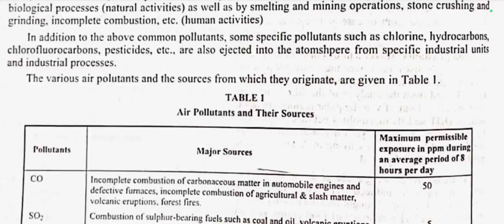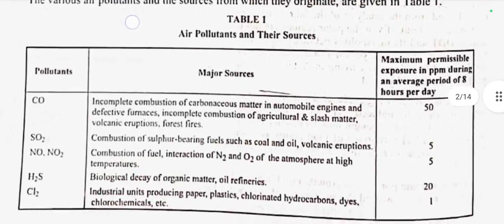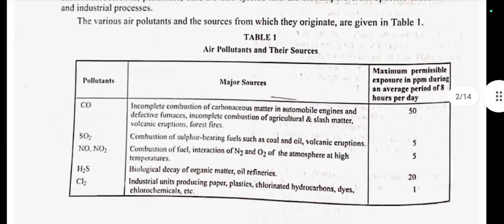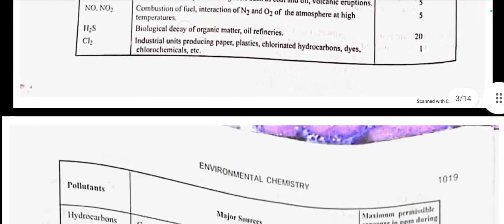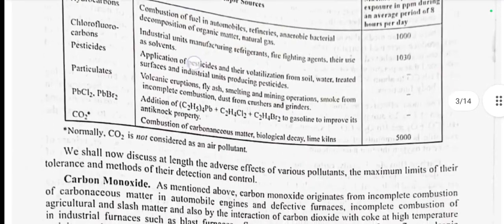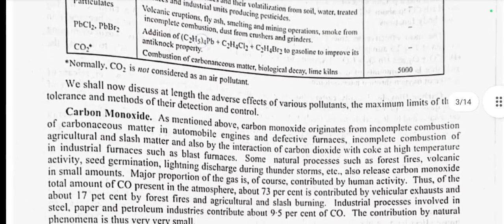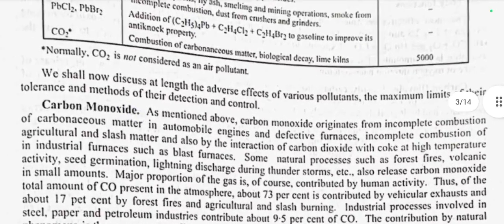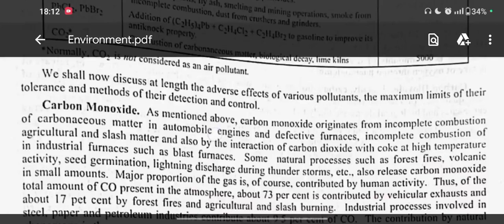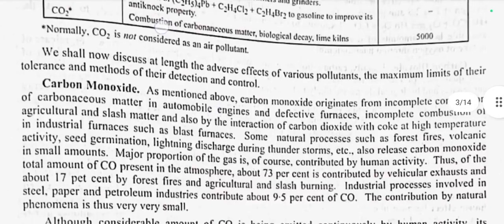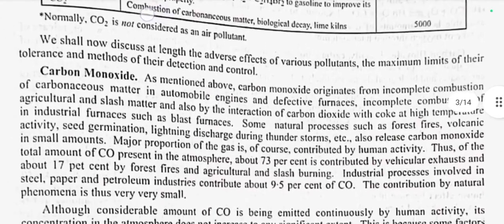The various air pollutants and the sources from which they originate are given in Table 1. We shall now discuss at length the adverse effect of various pollutants, the maximum limit of their tolerance, and methods of their detection and control.